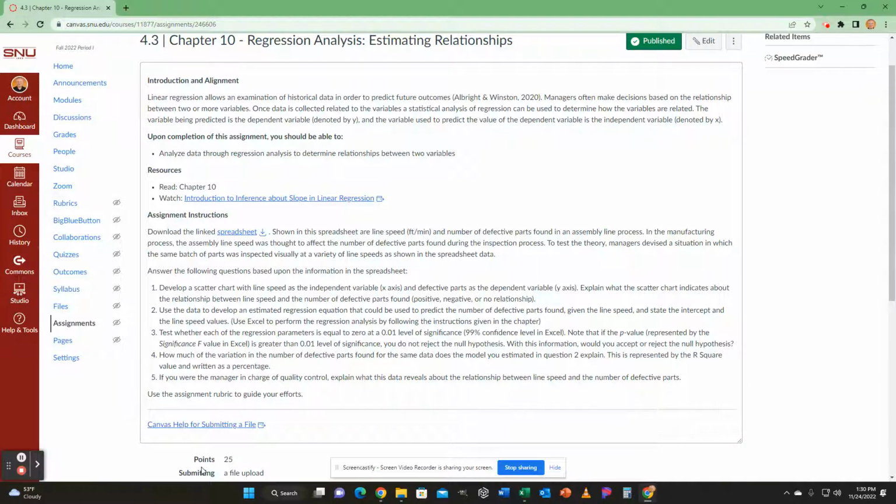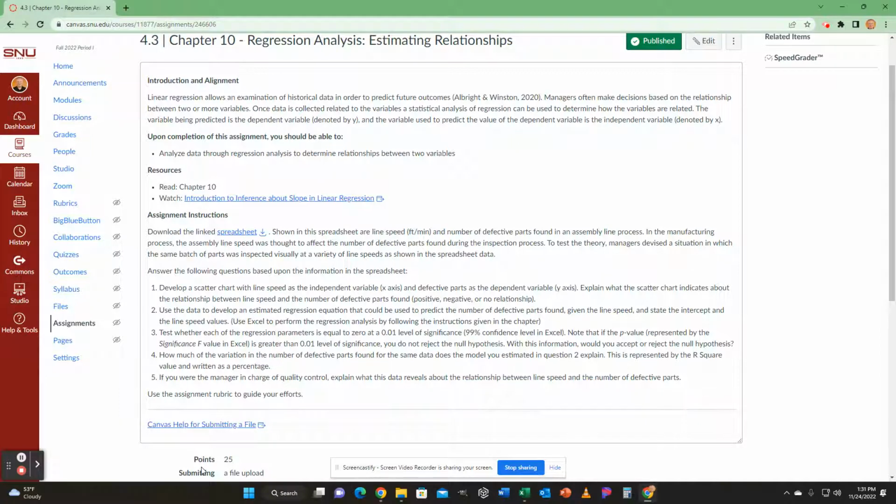We want to use the data to develop an estimated regression equation that could be used to predict the number of defective parts found given the line speed, and state the intercept and the line speed coefficient. And we're going to use Excel to perform that. We're going to test whether each of the regression parameters is equal to 0 at the 0.01 level of significance. That's a 99% confidence level in Excel. And we're going to note that if the p-value, represented by the significance F value in Excel, is greater than the 0.01 level of significance, then you do not reject the null hypothesis.